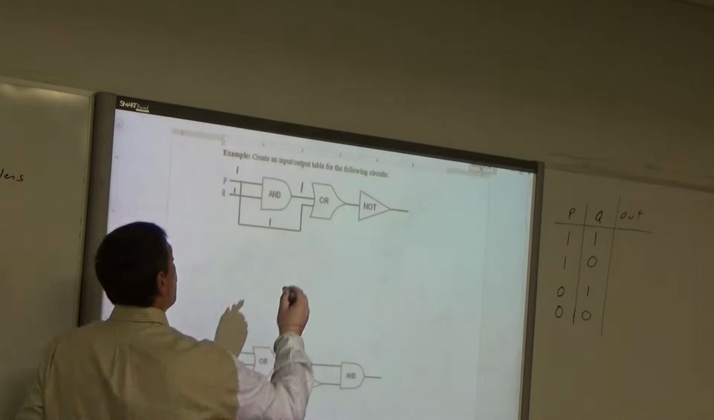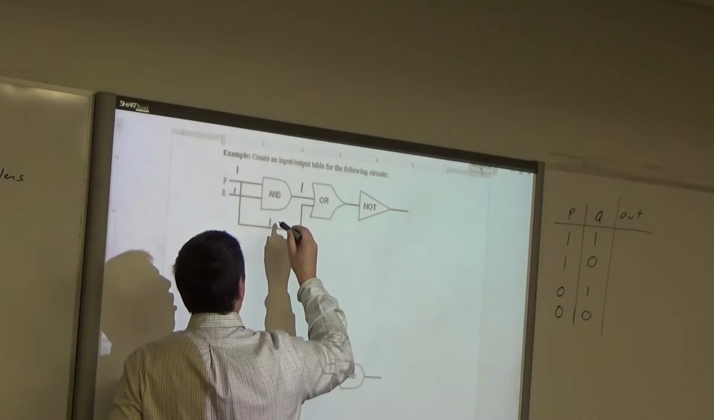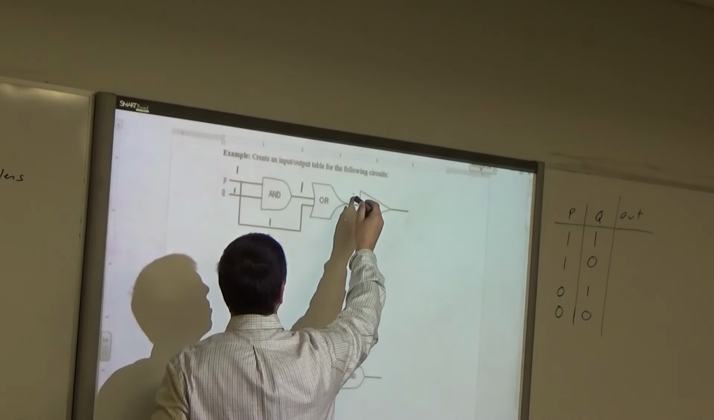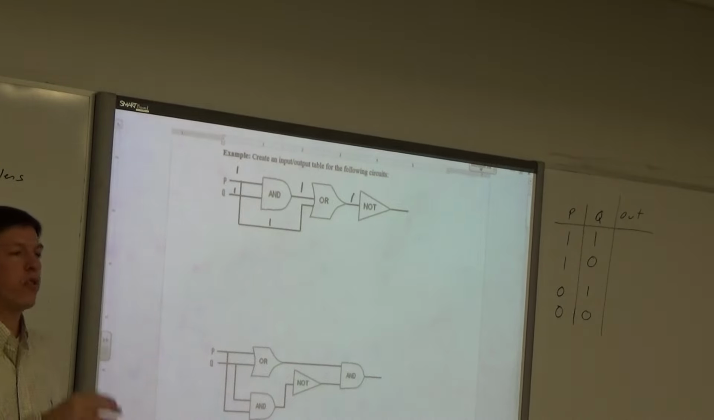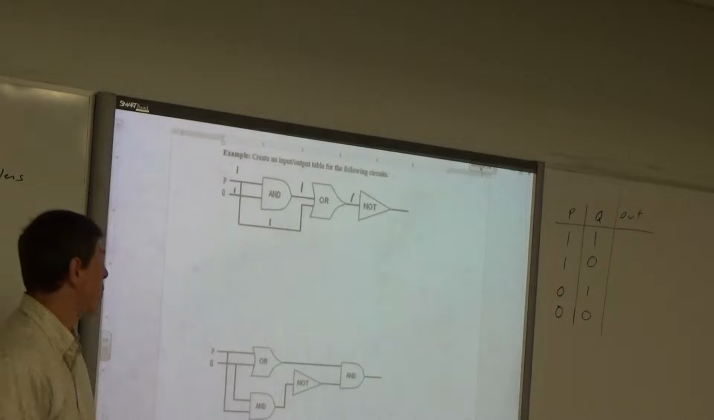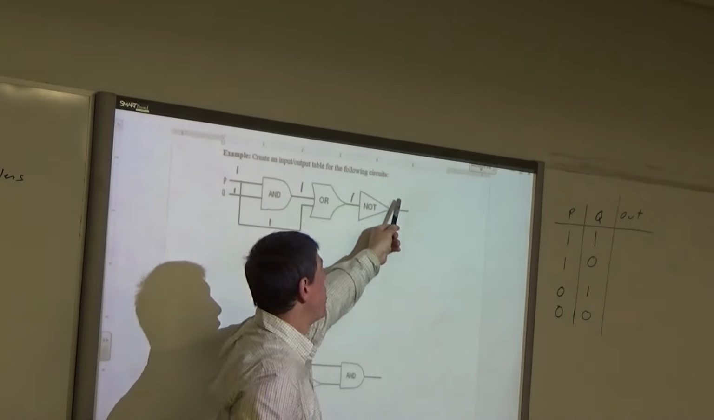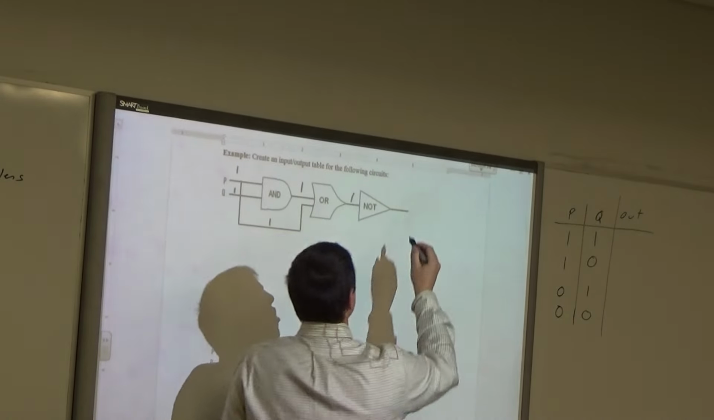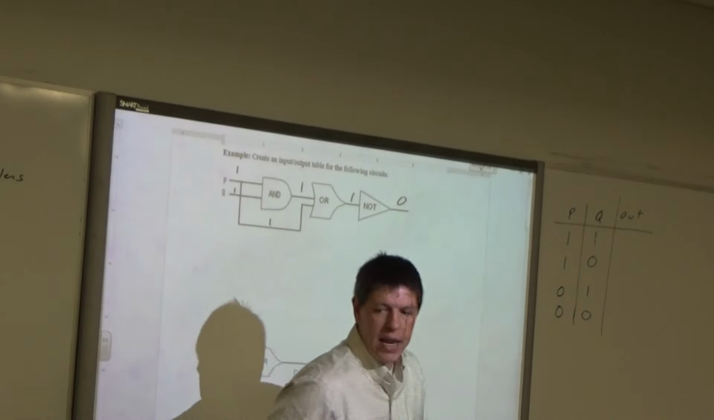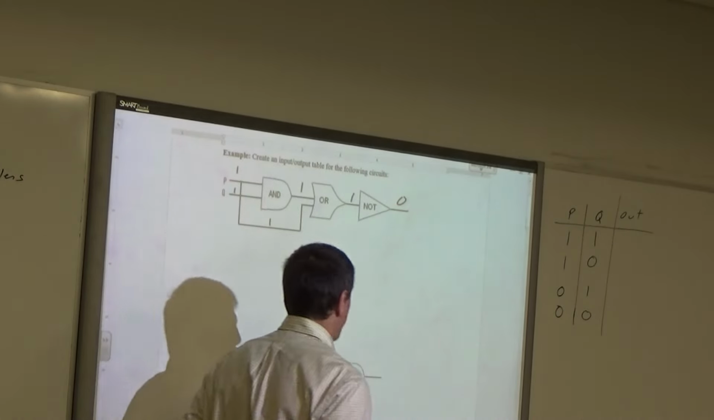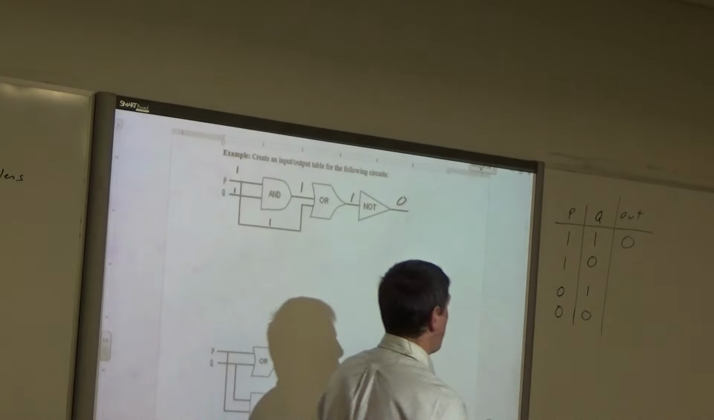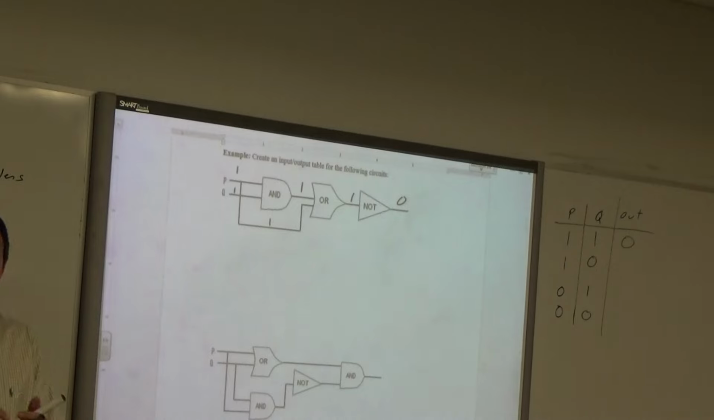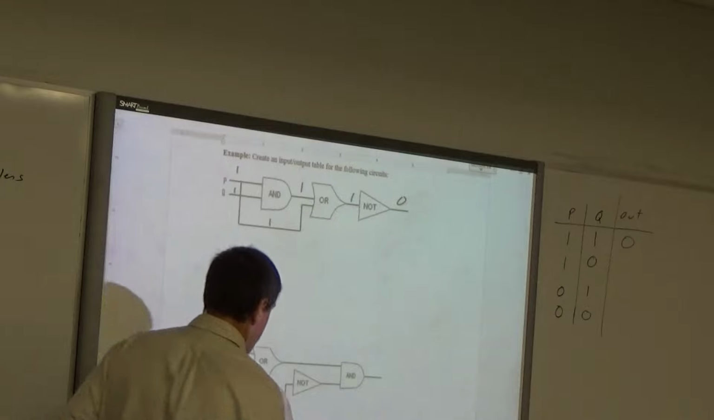What happens if I run a 1 or a 1 through this? That's a 1 as well, right? Remember, the only time an or, a disjunction, is false is when you have both zeros. What happens when you run a 1 through a not? It's a 0. So if I run 2 1s through that gate, in other words, I turn both impulses on, the output is a 0. Does that make sense, guys? We're just tracing it, using the tables that we already know.